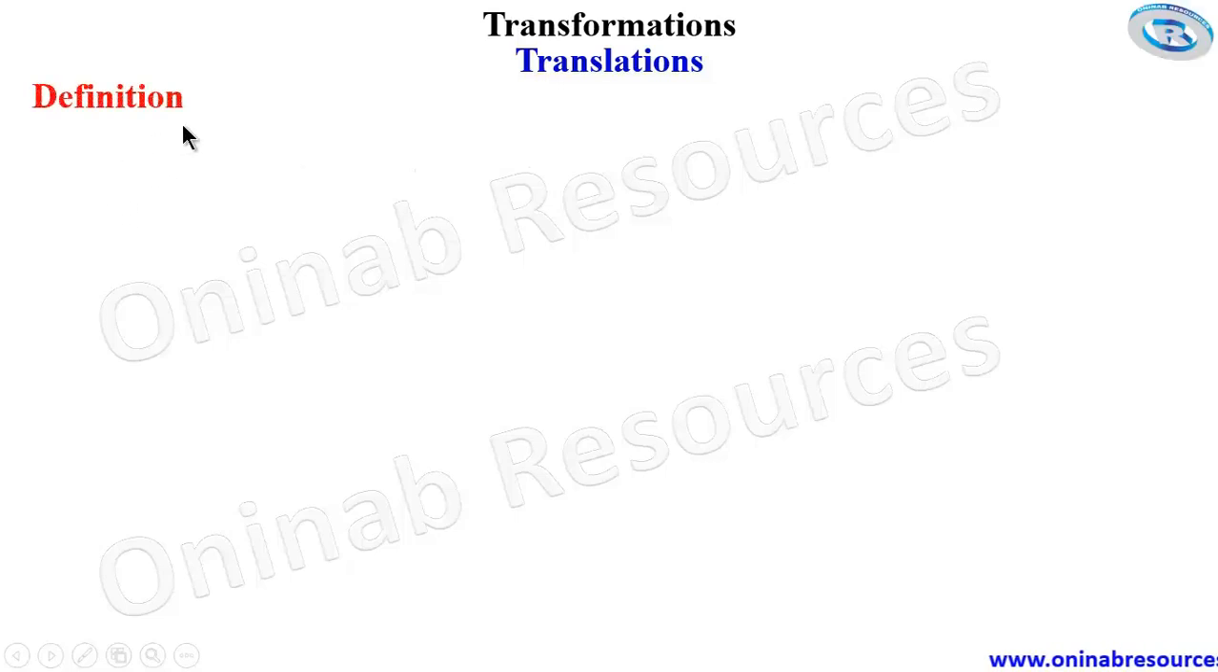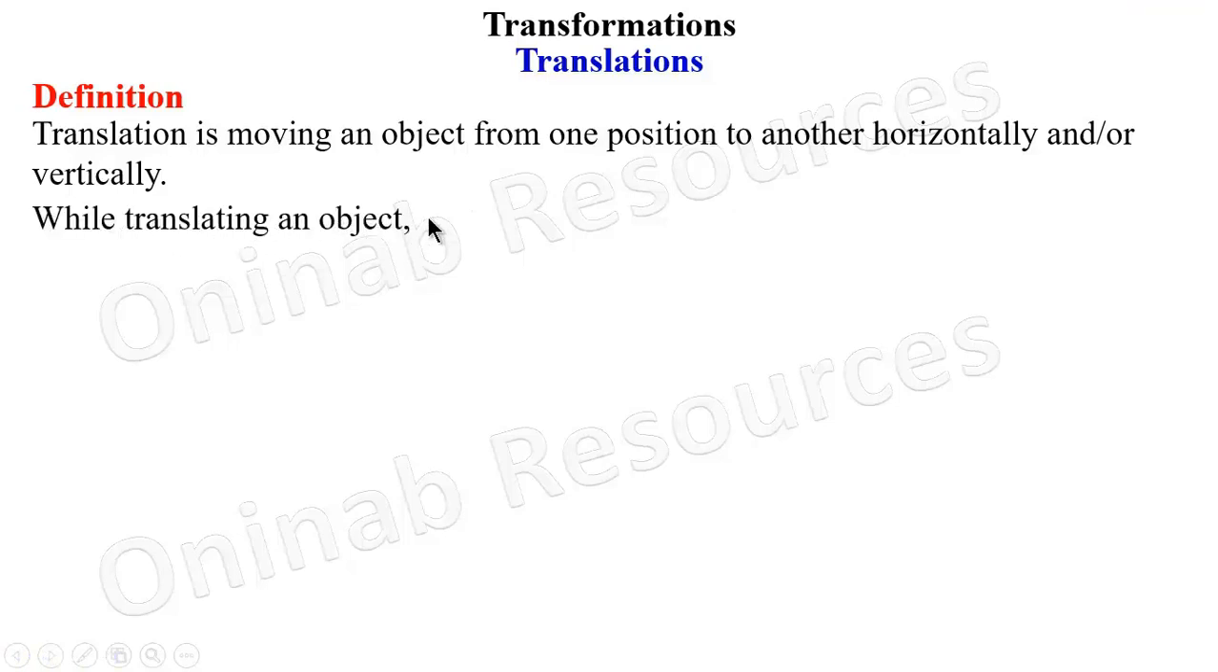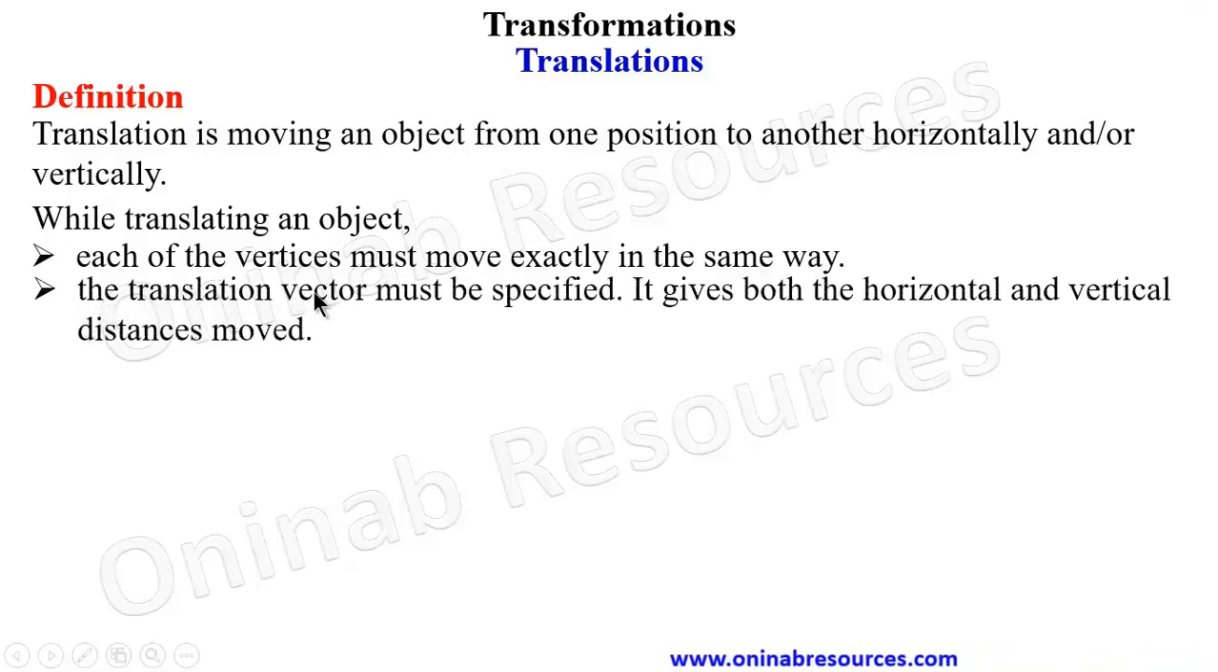First, we look at the definition. Translation is moving an object from one position to another, horizontally and/or vertically. While translating an object, each of the vertices must move exactly in the same way. The translation vector must be specified. It gives both the horizontal and vertical distances moved.